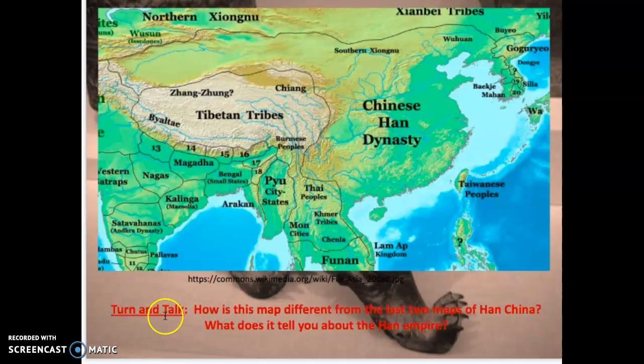Okay, and if we look at this turn and talk question, how is this map different from the last two maps of the Han China? And then what does it tell you about the Han Empire? If you take a look at the areas that surround the dynasty, hopefully you'll notice that there are many different cultural groups of people surrounding Han China, and that the Han were surrounded by groups, and so they would have to engage with these groups either in conflict or cooperation.